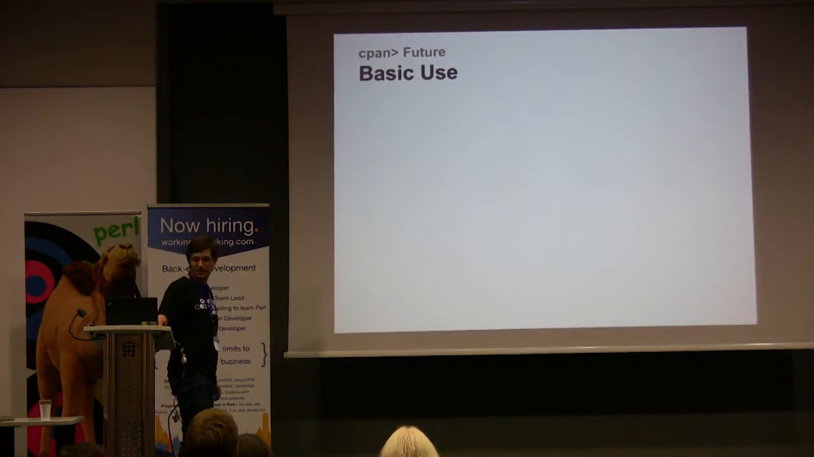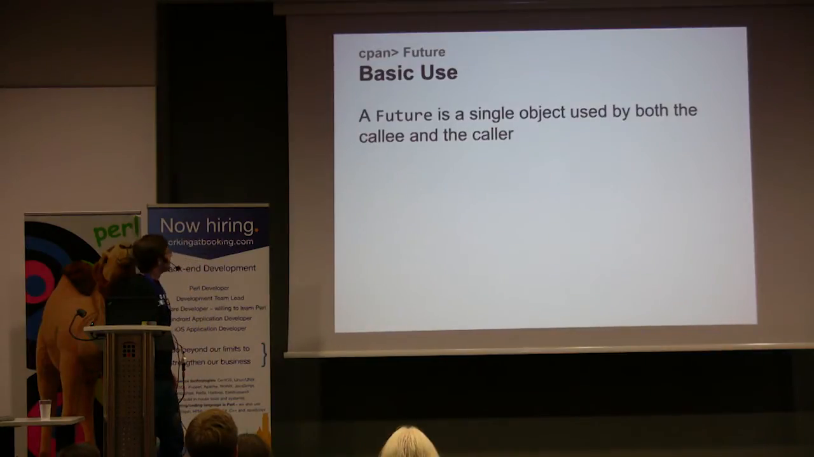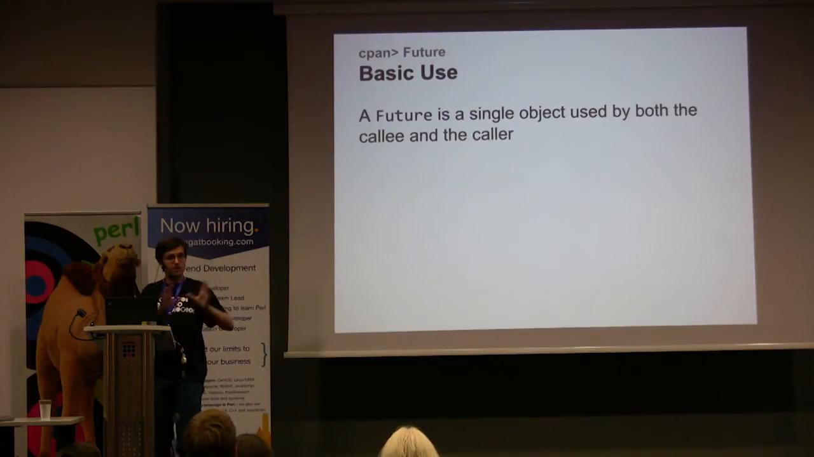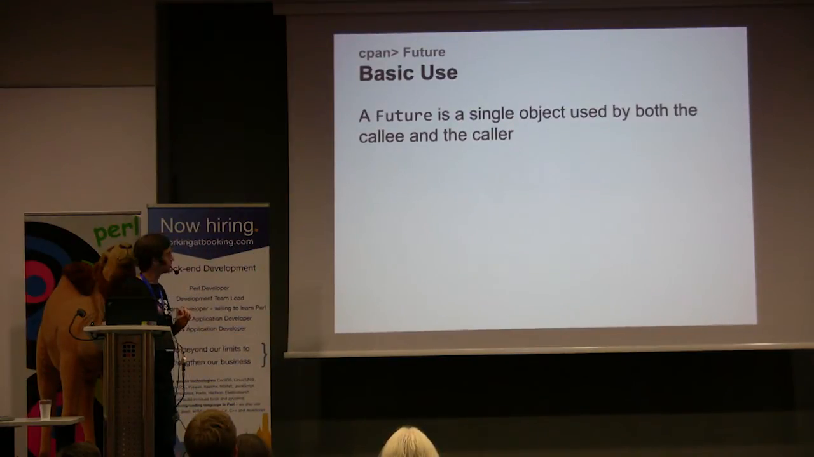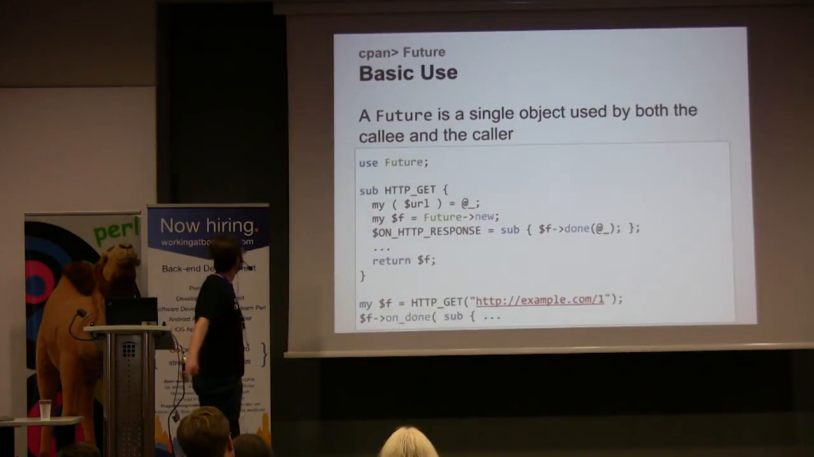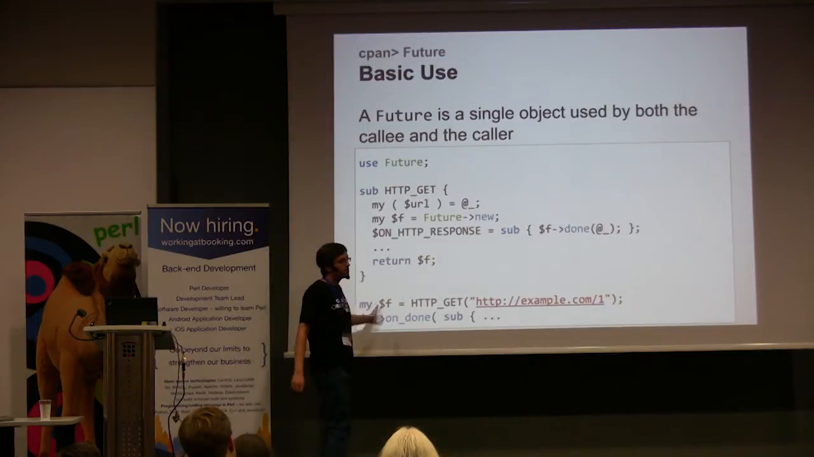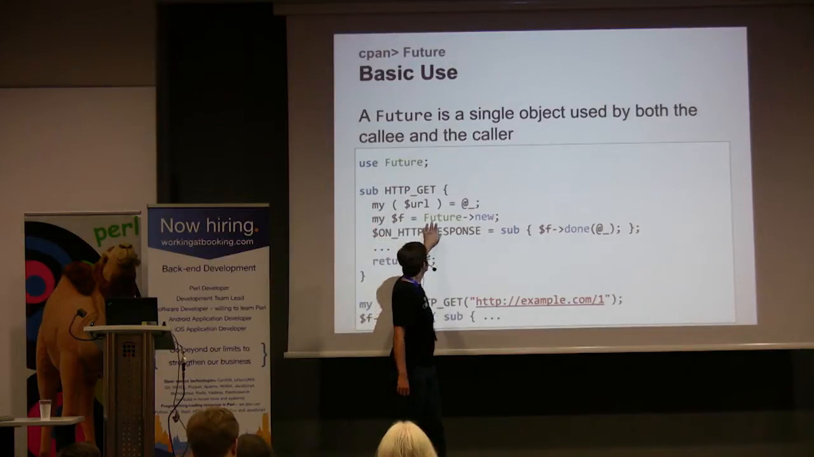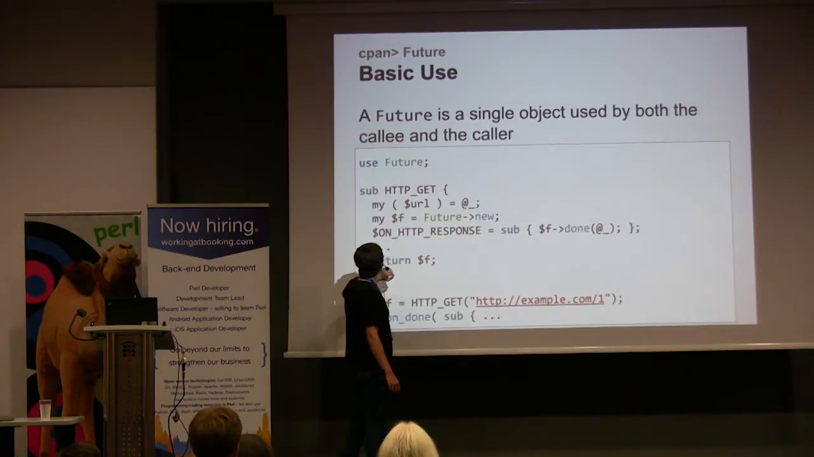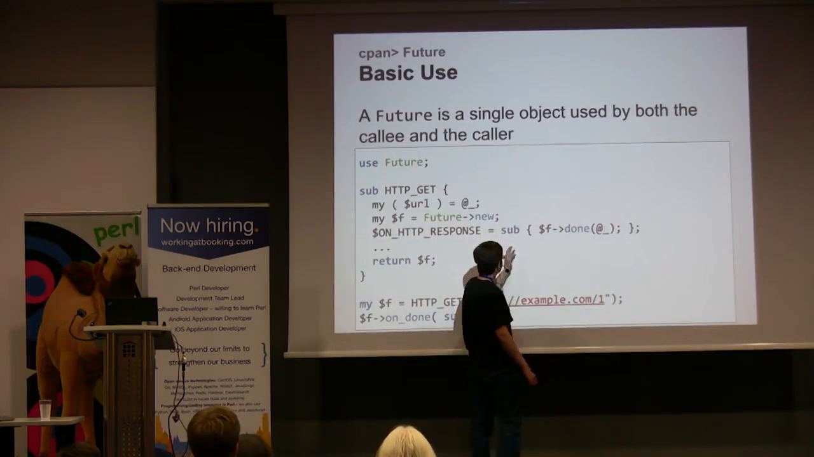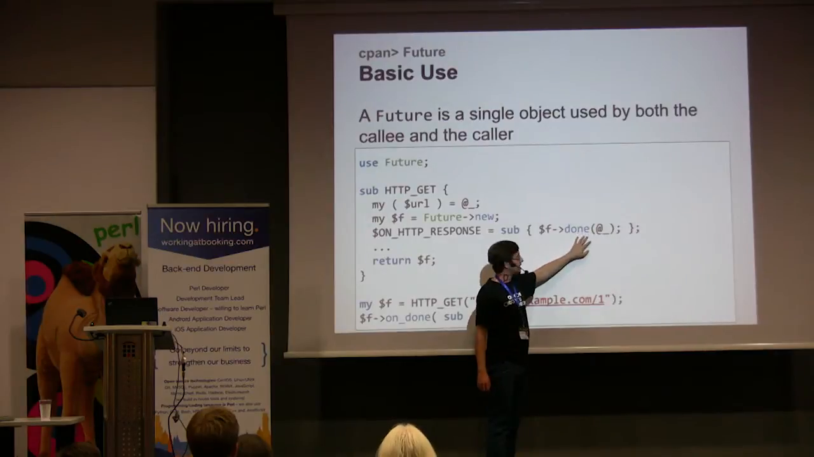So here's a really simple basic idea. You create an object. It's a single object that is used by both sides of the thing here, the actual called function and the caller. And it looks like this. This looks remarkably similar to the piece of code we had earlier with the reference, where we create this object here called future, and then we store this piece of code here that says, at some point later on when the response arrives, we're going to call the done method on it, and we're going to pass it whatever was the result of our operation.